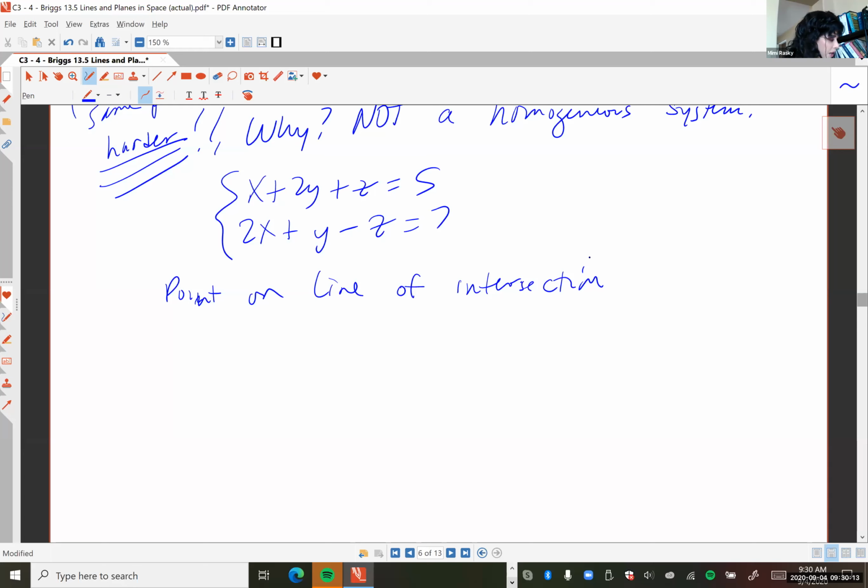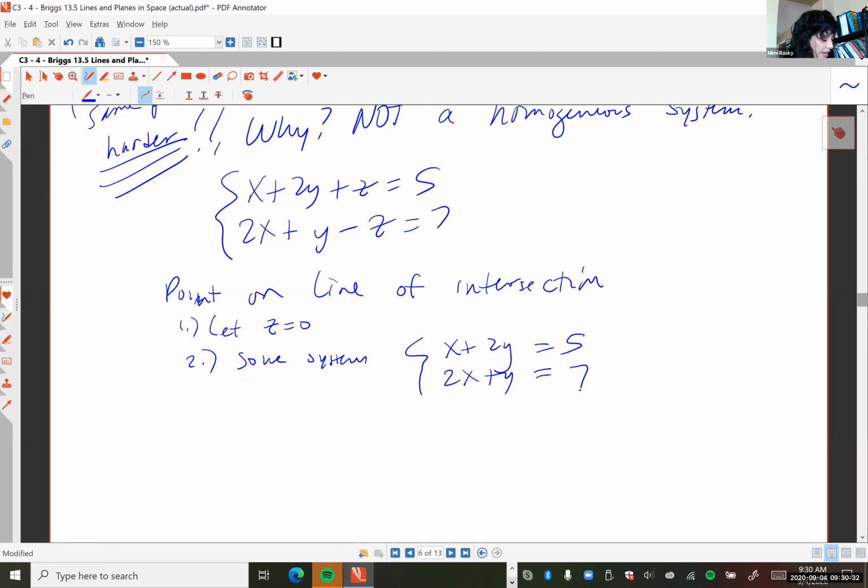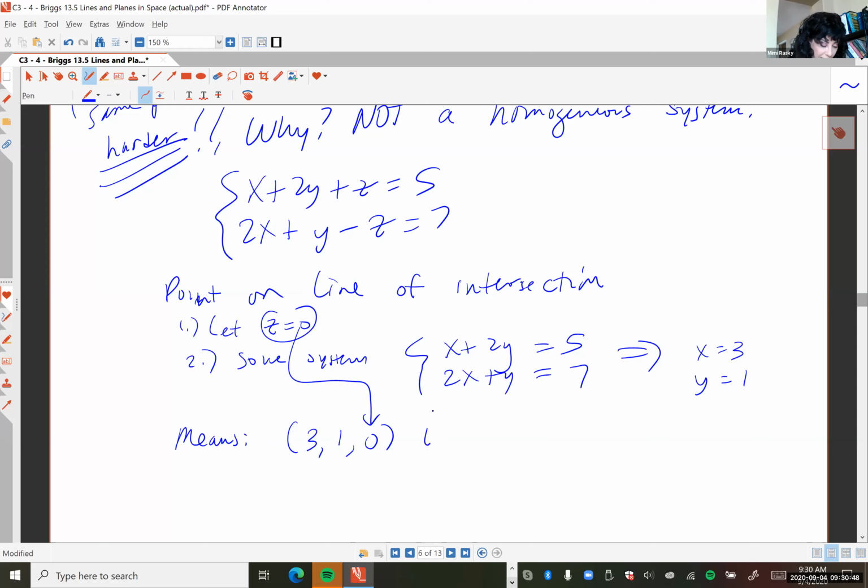So in this problem, let's see, what did I do in my notes? Yeah, I said, okay, let z equal 0, and then solve this system of equations. Okay, and I'll let you do it. It turns out the answer to this system is x equals 3, y equals 1. So what does this mean? It means the point with these coordinates, 3, 1, 0, remember you forced the z to equal 0, lives on the line of intersection.